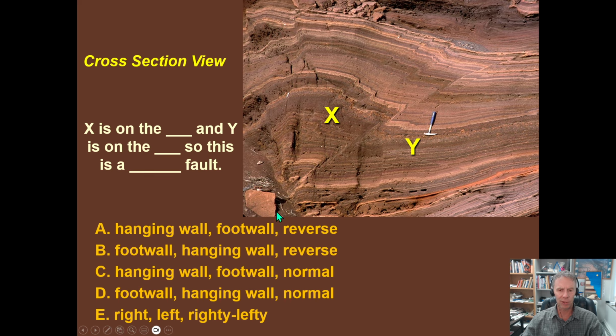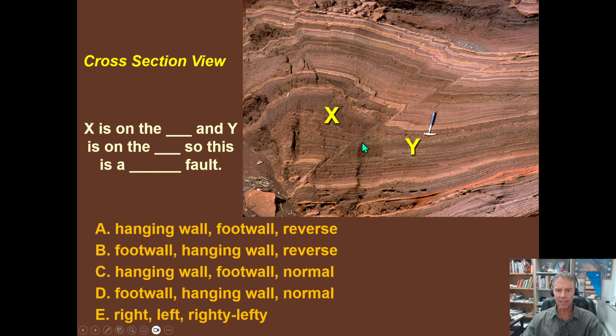Okay, let's go ahead and figure this one out. So here's our fault. Remember the game we play? I'm going to put my little pointer right on the fault, and I'm going to drag my little pointer straight down. That puts me into the footwall. So Y is the footwall. That makes X the hanging wall. There's half of the solution right there. I've identified the hanging wall, which is X, and the footwall, which is Y.